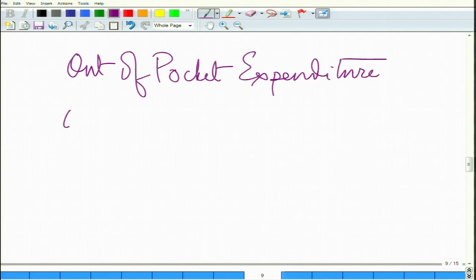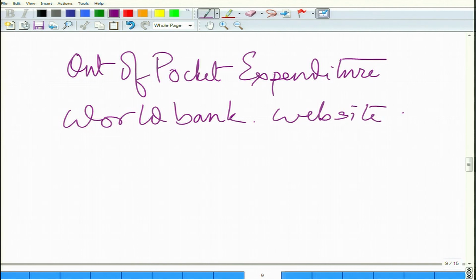You can go to the World Bank website, which gives data for almost all countries. I don't really remember the website, but you can just type in Google World Bank and healthcare cost or out-of-pocket expenditure, and then that website gives you detailed information over the period of time across all the countries on this out-of-pocket expenditure, as a percentage of their total health expenditure or total household expenditure. It is generally understood that when a country is poor, their out-of-pocket expenditure is more.